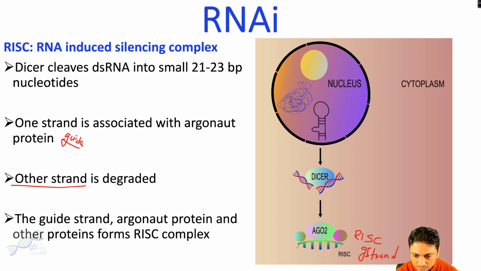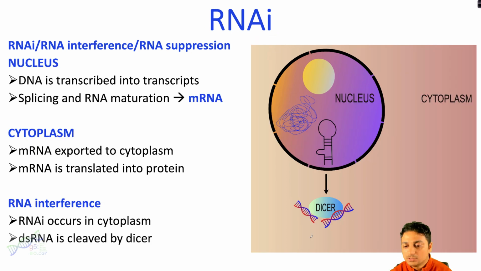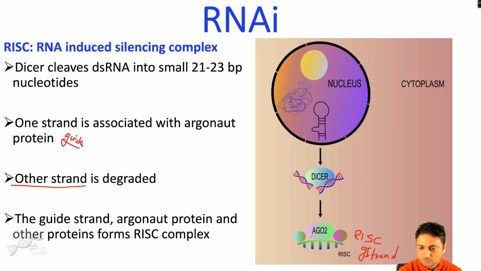So what happens now? This guide strand is responsible for guiding the RISC complex to the particular site. So it will guide this complex to the complementary DNA sequence or complementary RNA sequence, and the silencing occurs. So this is step number 3, or the third step.